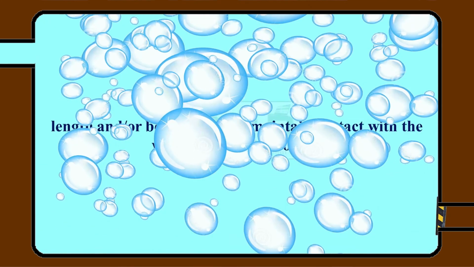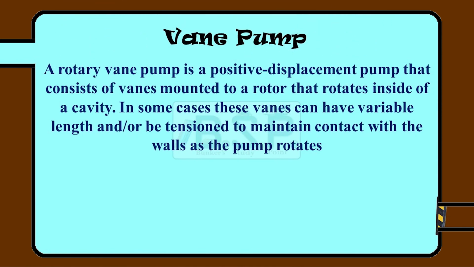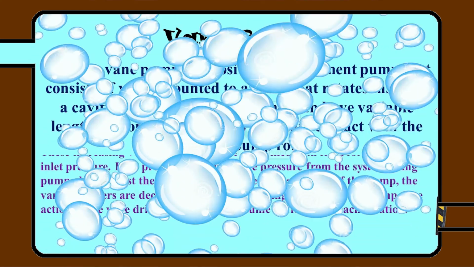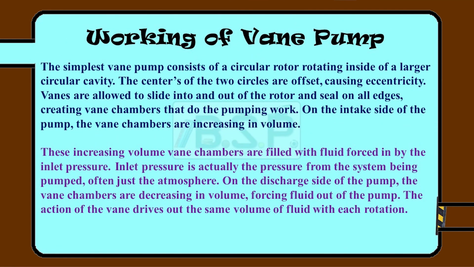Next, we have vane pump. A rotary vane pump is a positive displacement pump that consists of vanes mounted to a rotor that rotates inside of a cavity. In some cases, these vanes can have variable length and tension to maintain contact with the walls as the pump rotates. Let's see the working of vane pump.